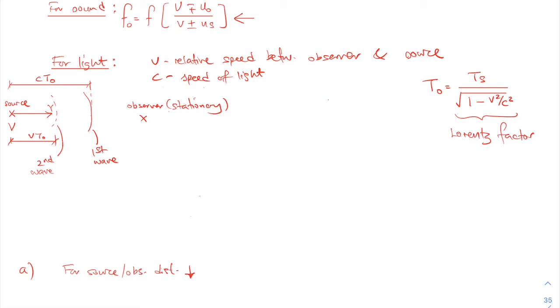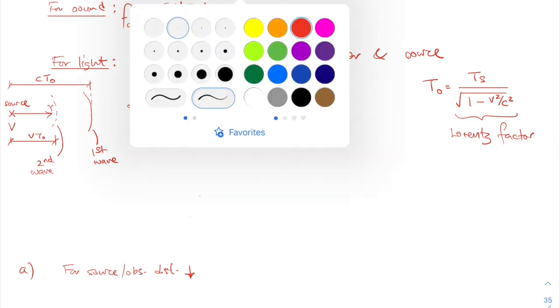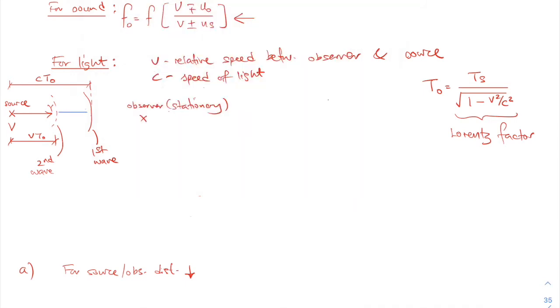The distance covered by the first wavefront is c, the speed of light, multiplied by t naught, the period based on the observer. And the distance traveled by the source will be v, the relative speed, multiplied by t naught, the period based on the observer. So effectively, the distance between the two wavefronts is my observed wavelength. So I'm going to put that down. Observed wavelength is equal to ct naught minus vt naught, and upon factorizing t naught, I get this equation.